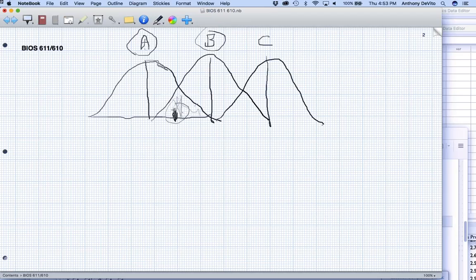The area is about the same on both of them, to the left and to the right of A and to the left of B, right? So that could have come from either one. However, let's take the same three means. And this time, the variability, the standard deviation of these three populations is narrower. The means are the same, but the standard deviations are narrower.